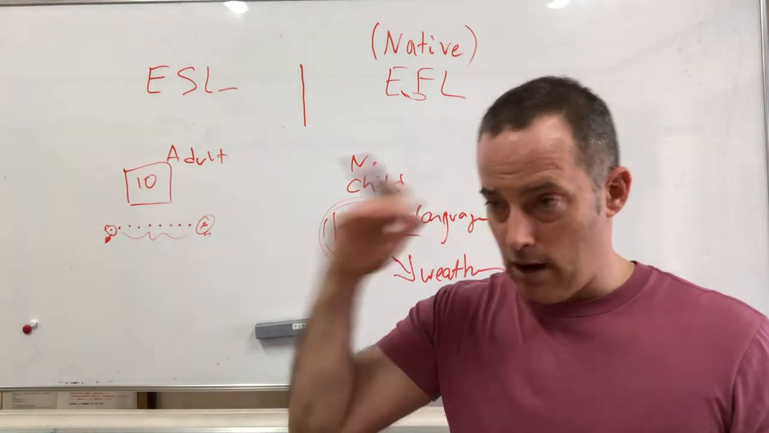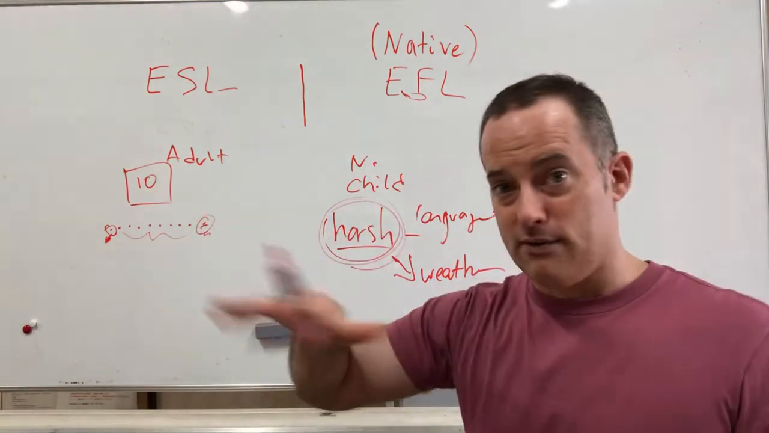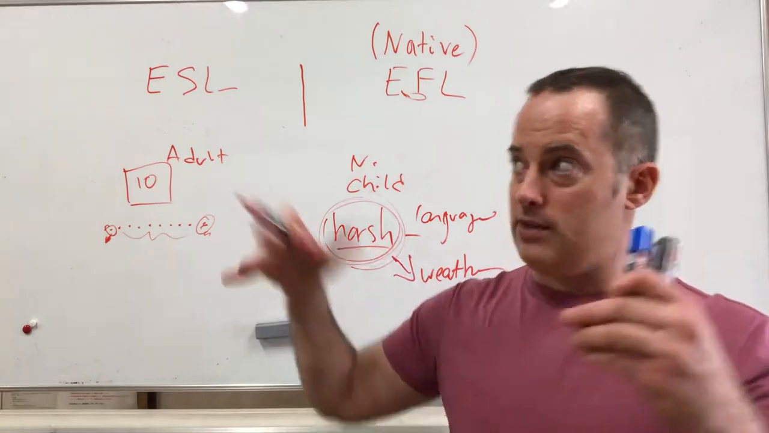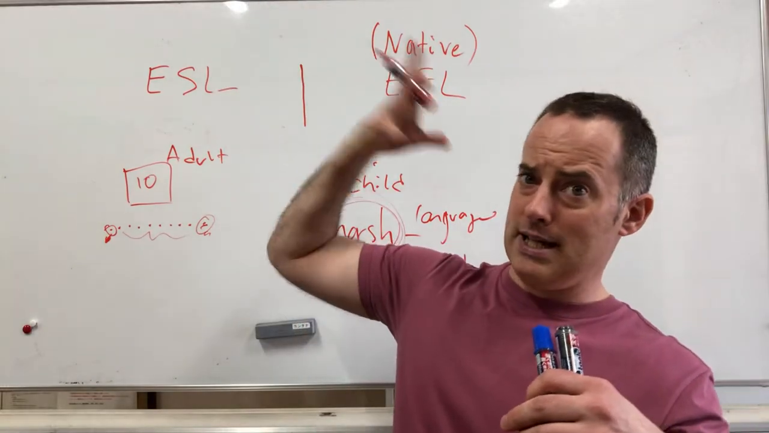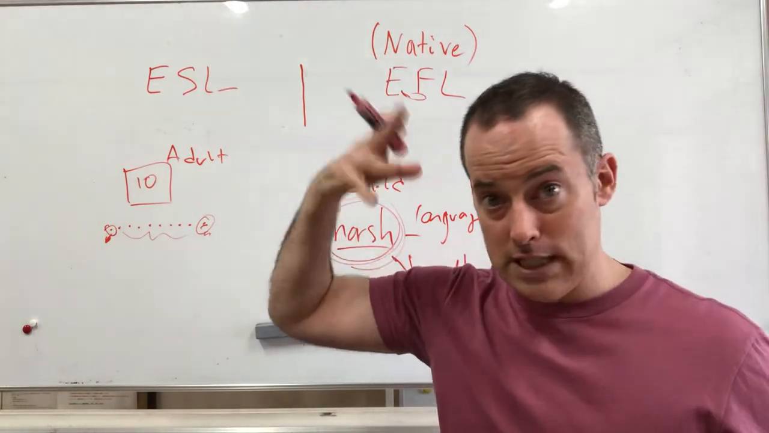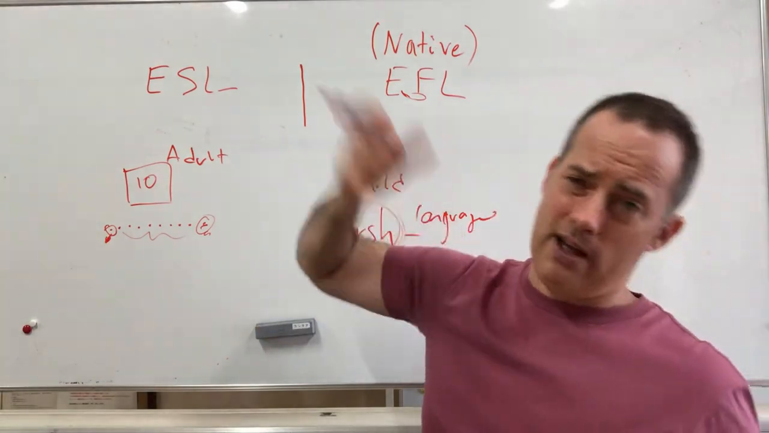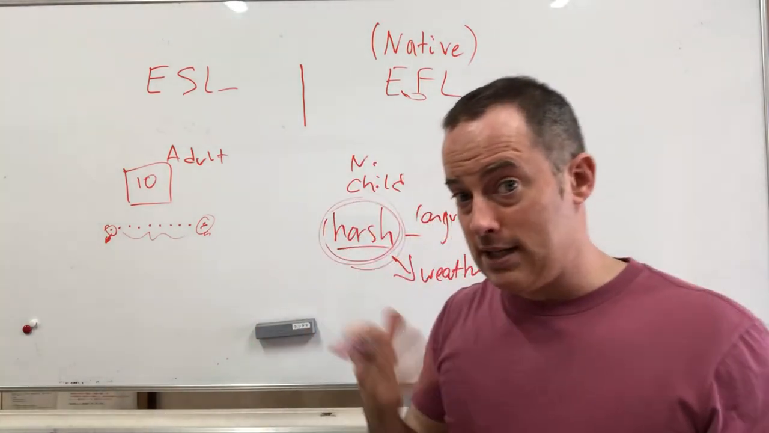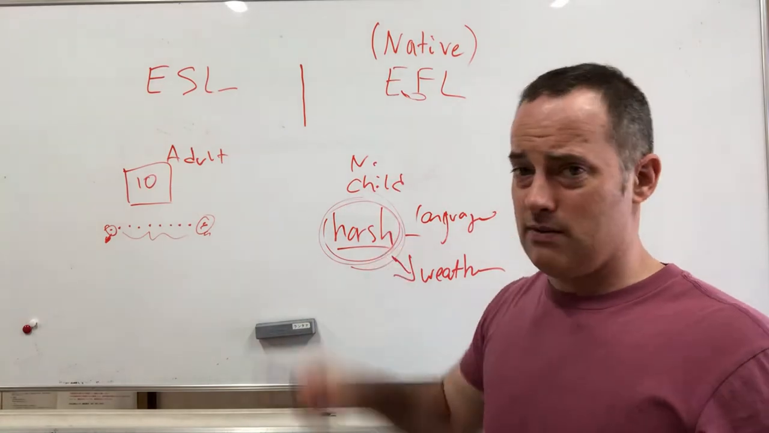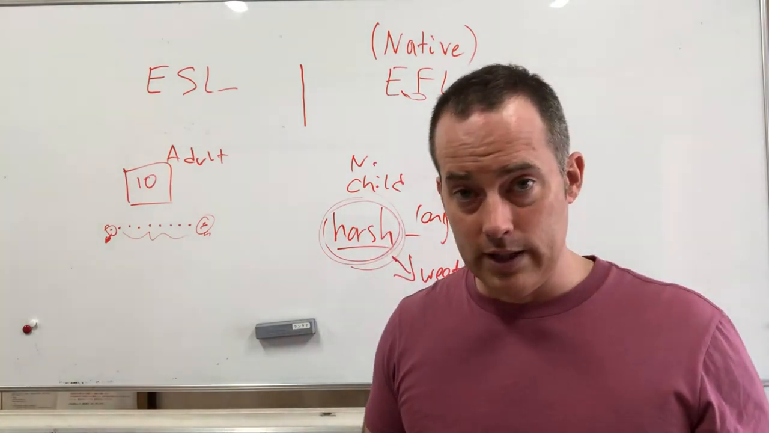So she can talk about harsh weather, like a harsh environment. If you live out in the desert and the sun is beating down on you every day, like that crazy sun is beating down on me, that's a harsh environment. It's difficult to live in.